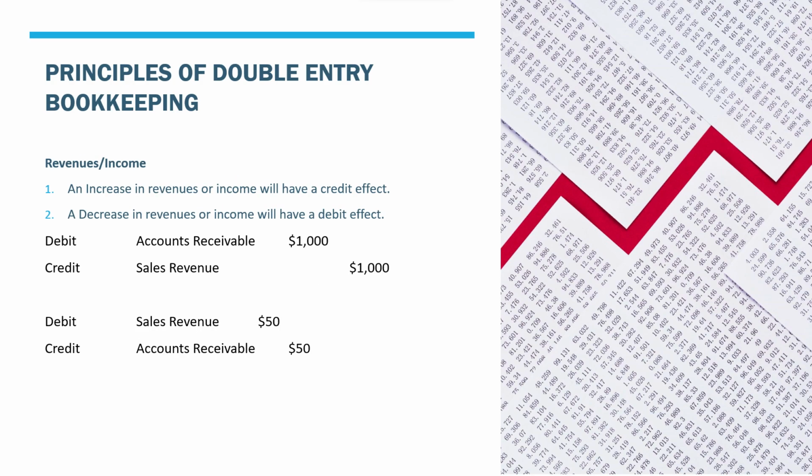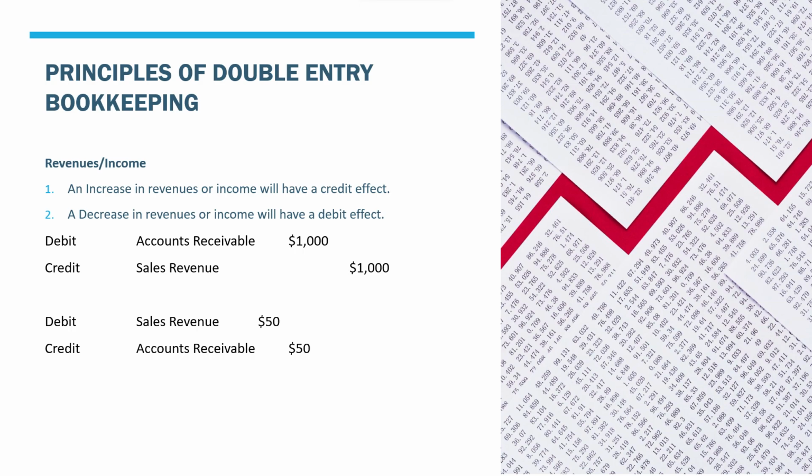The fourth category relates to business revenues and income, and the double entry bookkeeping principles for recording business revenues are: an increase in revenues or income will have a credit effect. The income of a business will be credited, while a decrease in revenues or income will have a debit effect. So if a reduction in income is to be recorded, it will be debited in the books of accounts.